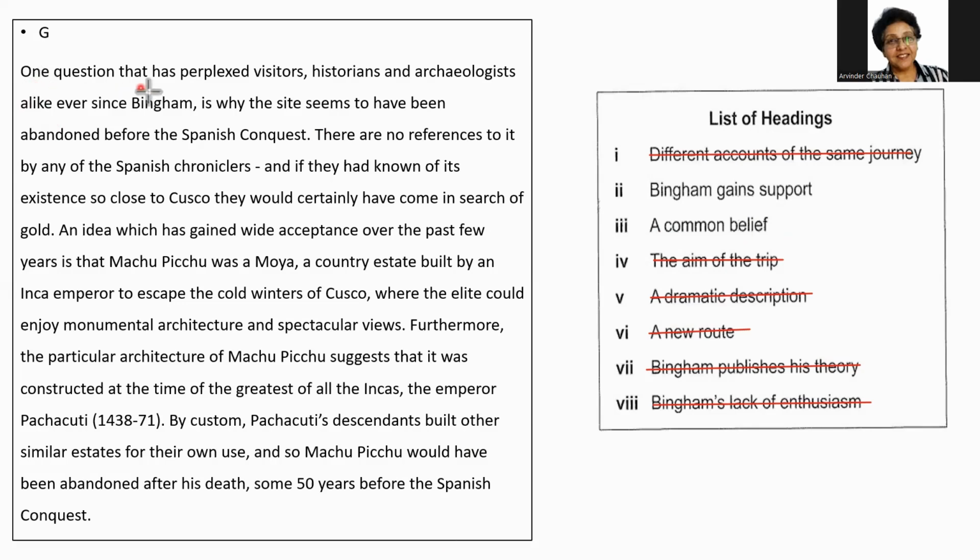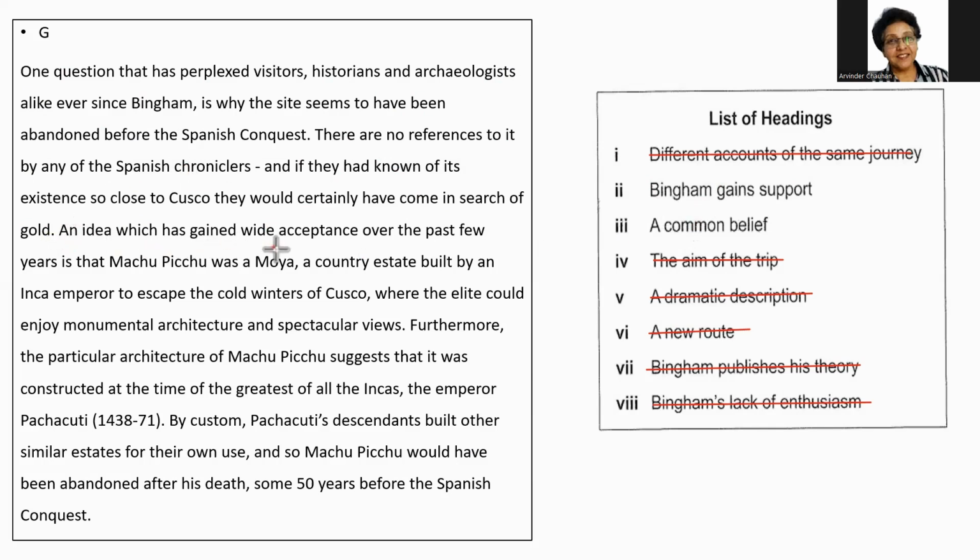Let's read. So one question that has perplexed visitors, historians, and archaeologists alike ever since Bingham is why the site seems to have been abandoned before the Spanish conquest. There are no references to it by any of the Spanish chroniclers, and if they had known of its existence so close to the Cusco, they would certainly have come in search of gold. Okay, up to now, have we spoken about Bingham gained support or a common belief? No, right? Let's move on.